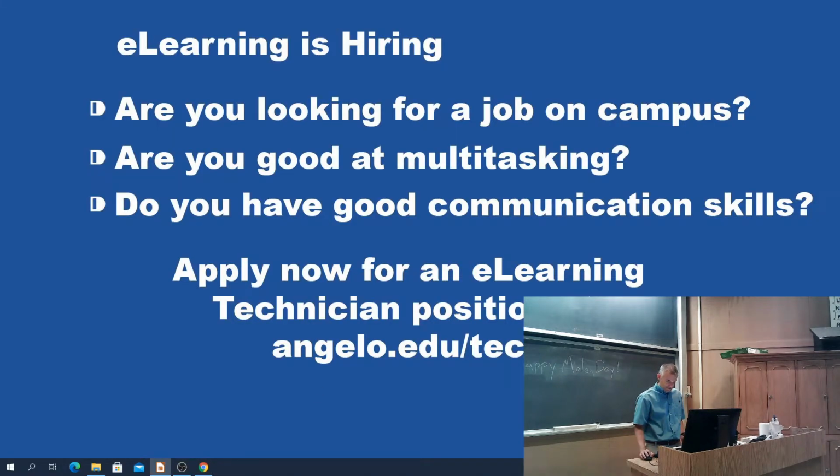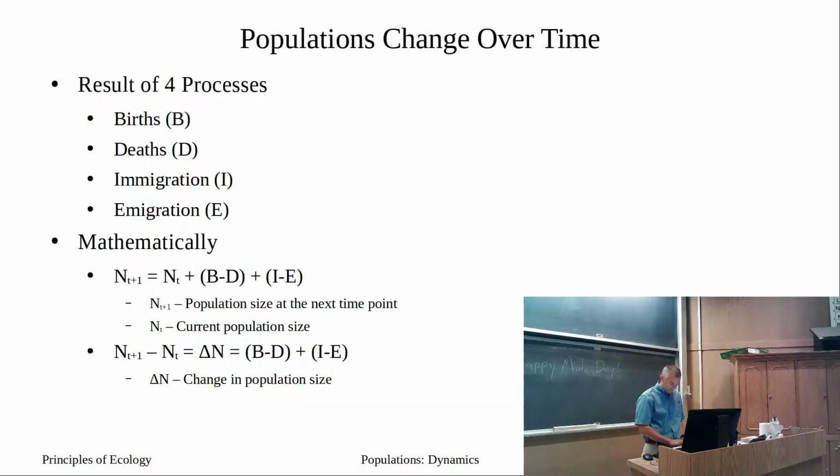Let's fix that. I minus e. B minus d plus i minus e. So the pluses we add to our population size. Our minuses we subtract from our population size.